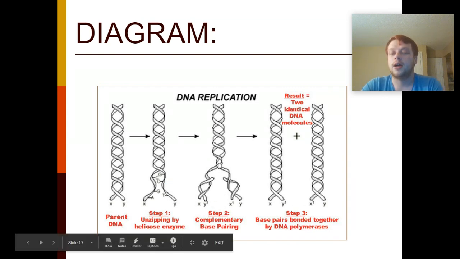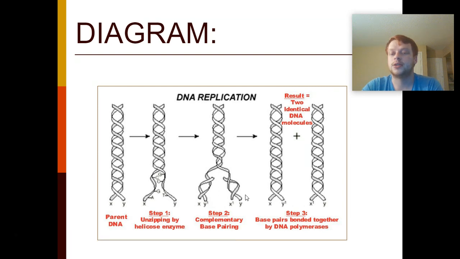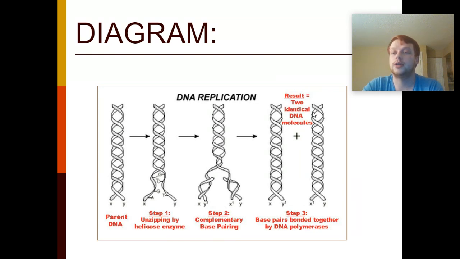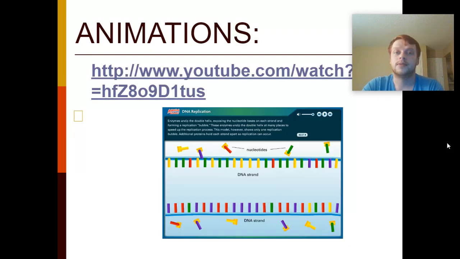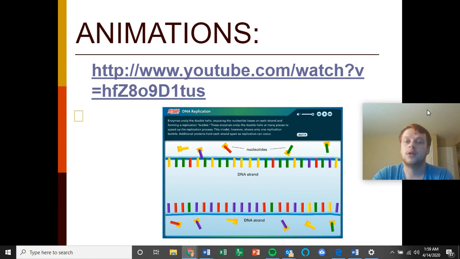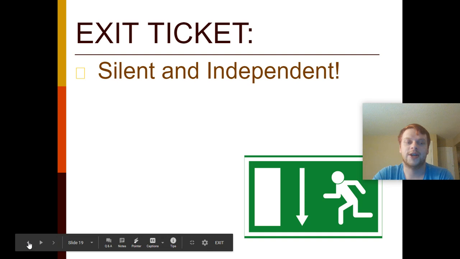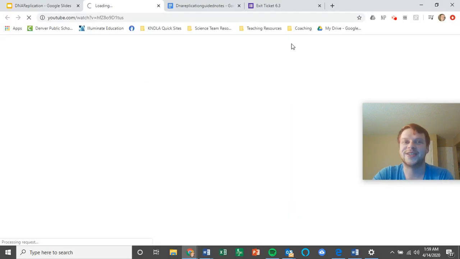After that, our complementary base pairs, our free nucleotides, start to attach, and then the bonding occurs. After they're bonded together, remember polymerase does its final step, which is proofreading, and we end up with two identical molecules. This is just a quick animation to show you what this process looks like.